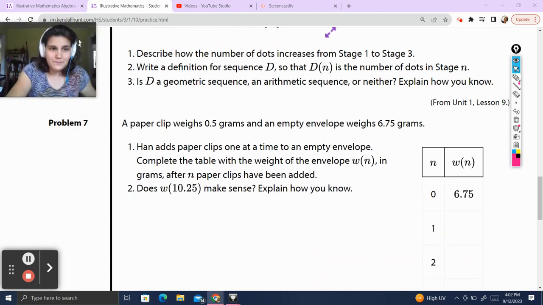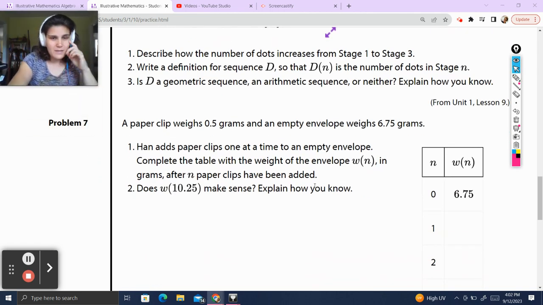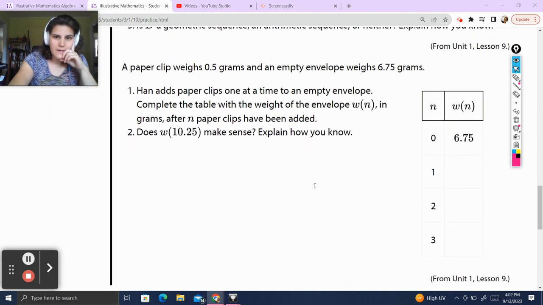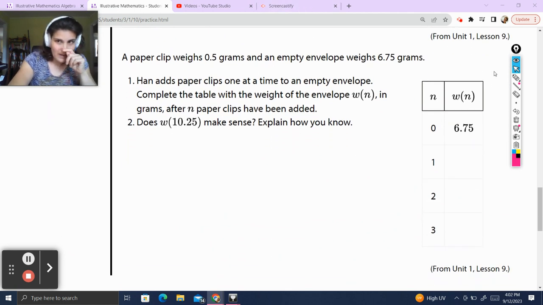Problem number 7. A paperclip weighs 0.05 grams and an empty envelope weighs 6.75 grams. Hand adds paperclips one at a time to an empty envelope. Complete the table with the weight of the envelope, W of n, in grams after n paperclips have been added. Let's see. So we start with an empty envelope. So with no paperclips, our envelope weighs 6.75 grams.